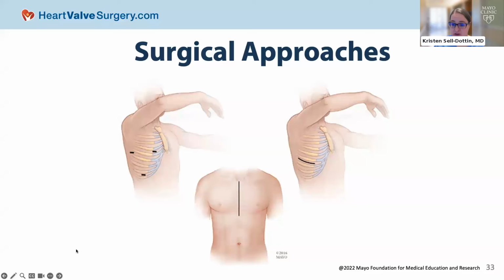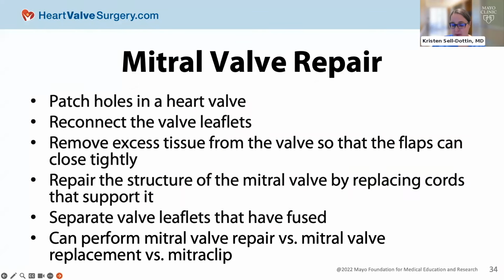Okay, again, we have multiple surgical approaches: robotic, minimally invasive, sternotomy. The specifics of that will depend on the specifics of each case, but we have a lot more options than we did just a few years ago. Next slide. Valve repair. So this can involve a variety of things. Again, we can't exhaustively talk about this now because it's a whole day topic, but we can patch holes, we can reconnect the valve leaflets, we can remove extra tissue, we can repair the structure by actually creating new cords that support the valve, we can separate leaflets that are fused, and of course, we always have the other options of replacing the valve or mitral clip or other transcatheter therapies. Next slide.